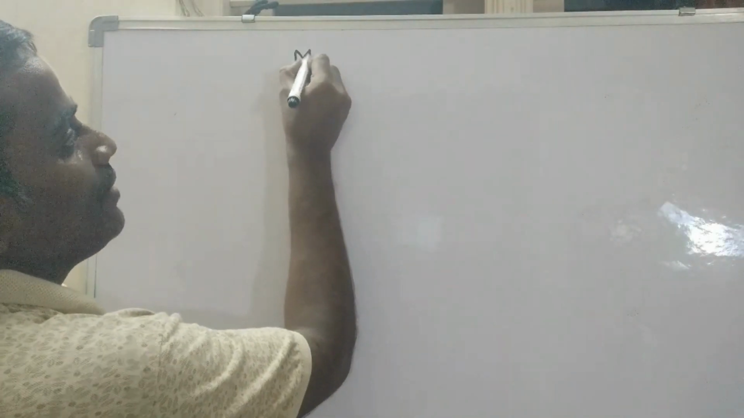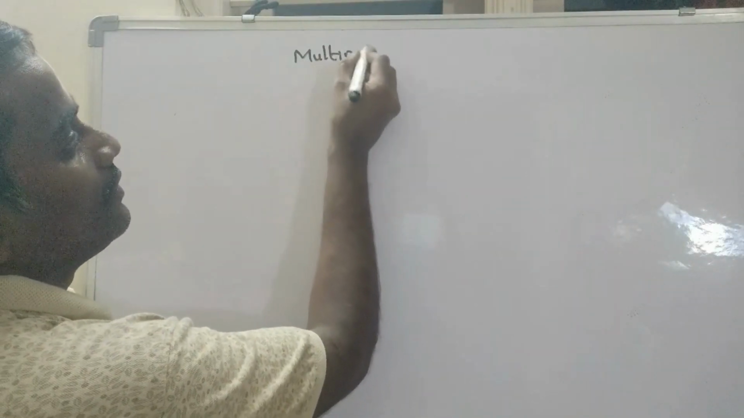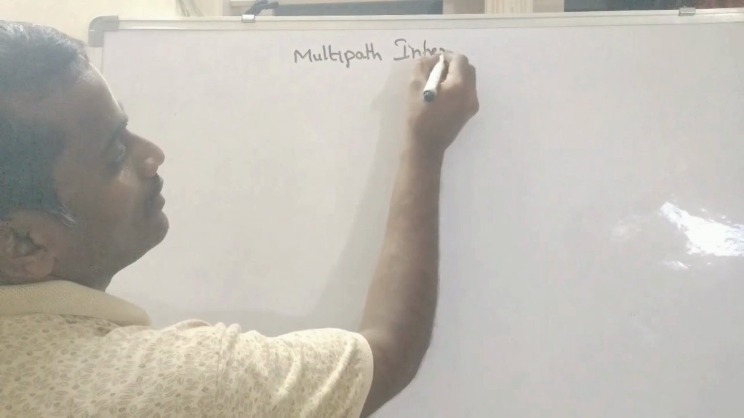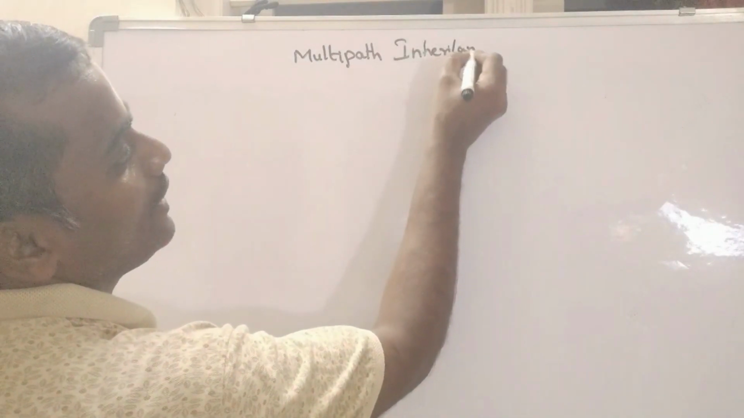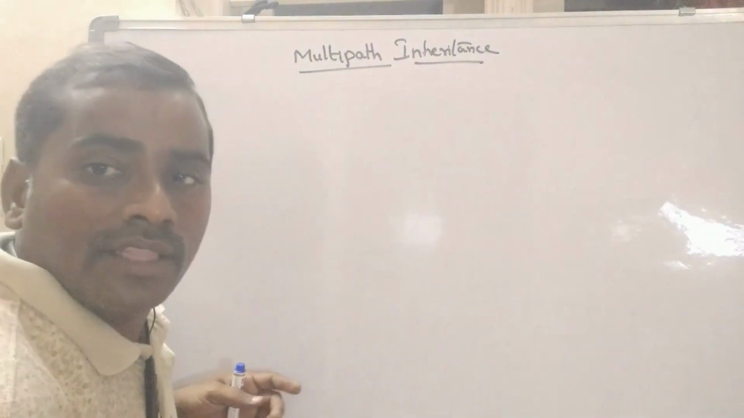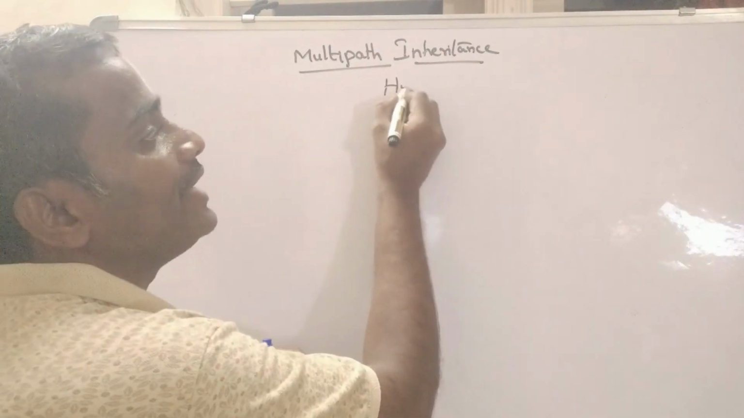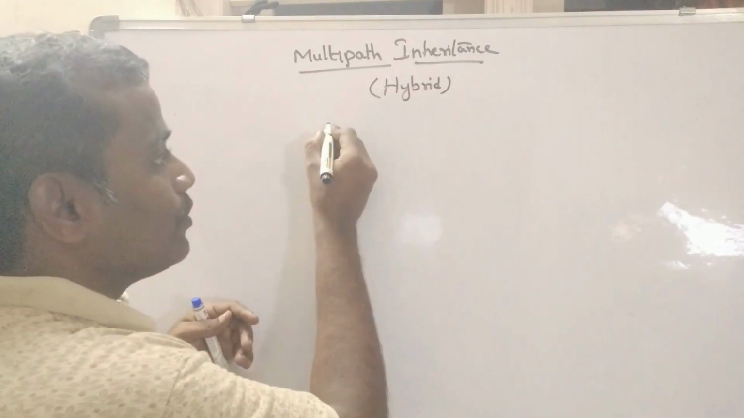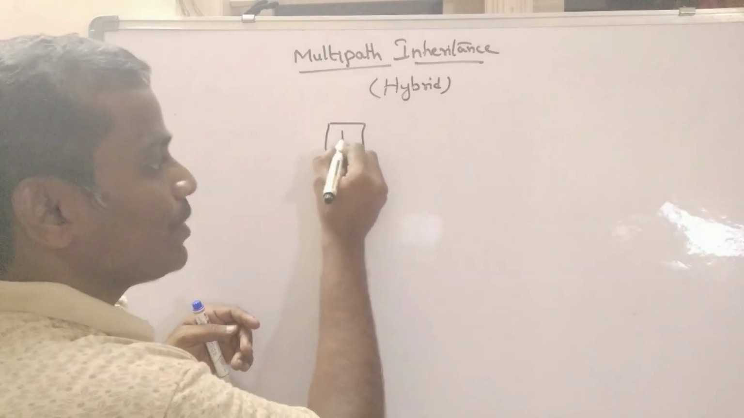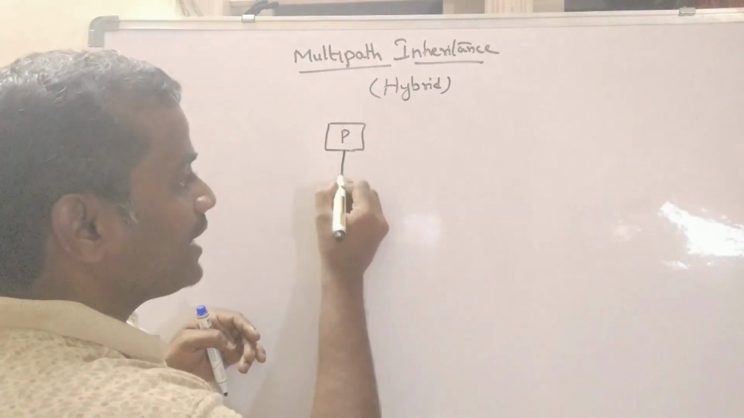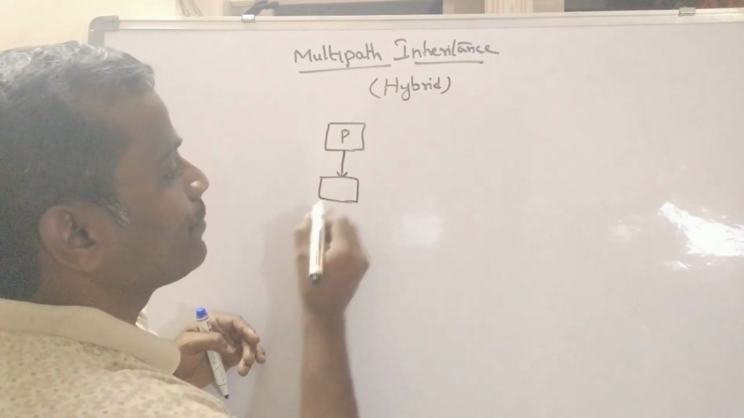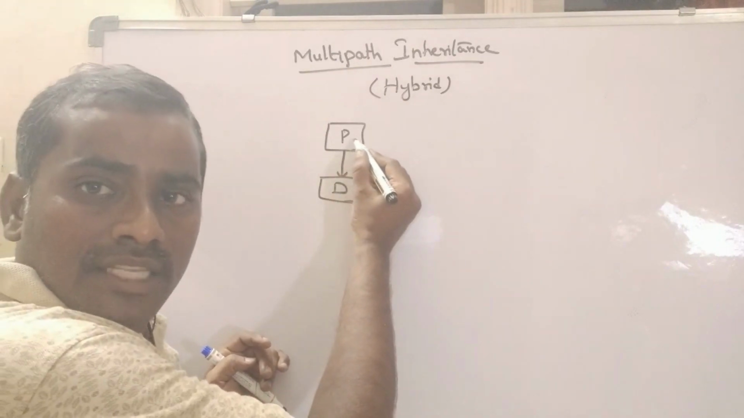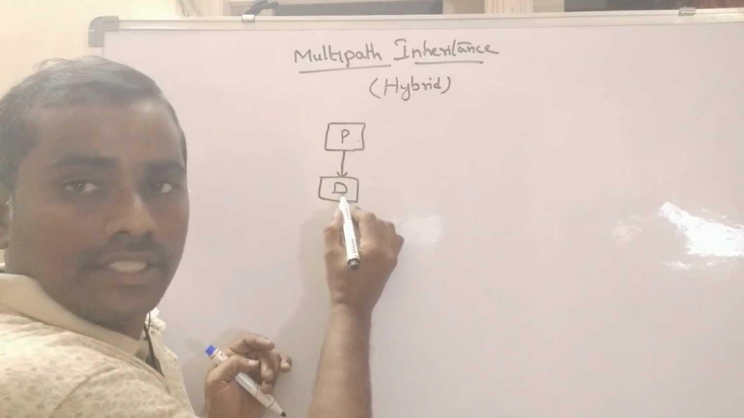The next one is multipath inheritance. The multipath inheritance is also called hybrid. You know what is the meaning of hybrid? Means more than one you have to add. Suppose there is one parent class, P. From this parent class I derived one subclass, derived class D. From this parent class I can derive one more class, D.